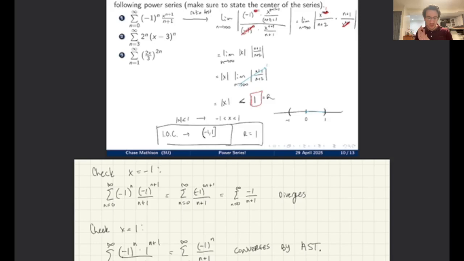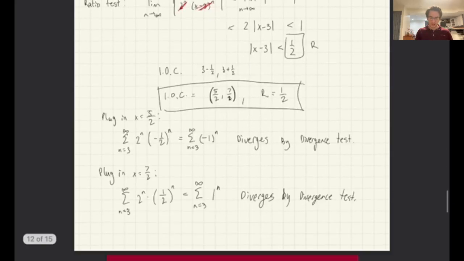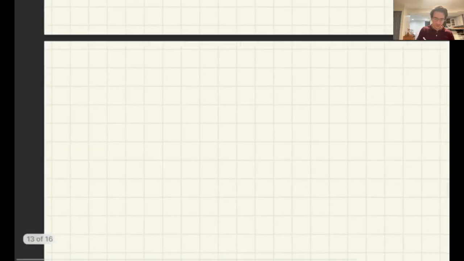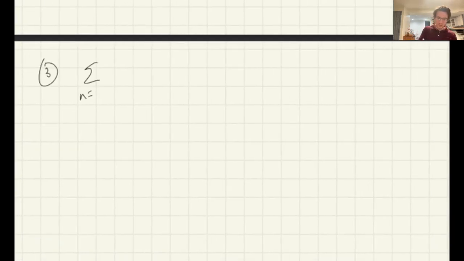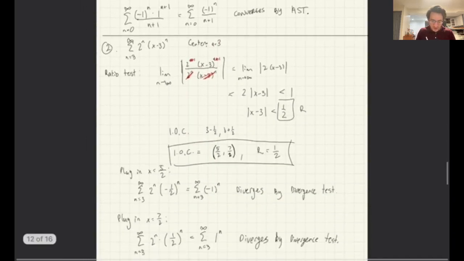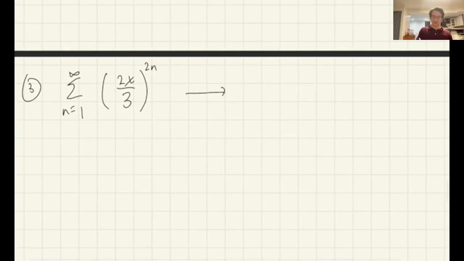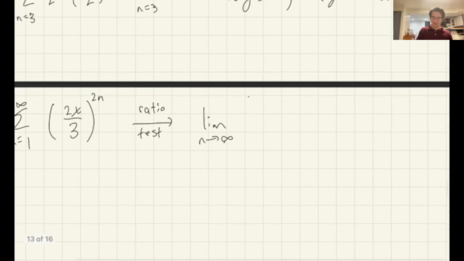The sum from 1 to infinity of 2x over 3 to the 2n. Okay, so add one more blank page here. Number 3, the sum n equals 1 to infinity of 2x over 3 to the 2n. Again, ratio test. We're going to look at the limit as n goes to infinity of the absolute value of the n plus first term, 2x over 3 to the 2 times n plus 1.